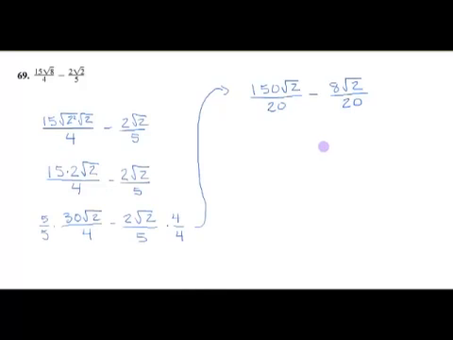Now I have a common denominator. I have like radicals on the top, so I can go ahead and subtract. I get 142 square roots of 2 over 20. Now I see that this and this, they're both even. So I can go ahead and take a factor of 2 out of them. So I have 2 goes into 20 10 times, 2 goes into 142 71 times. So that gives me 71 square roots of 2 over 10 as my final answer.